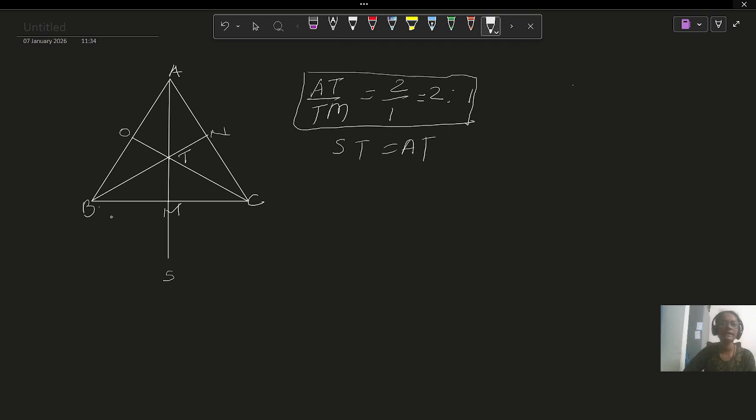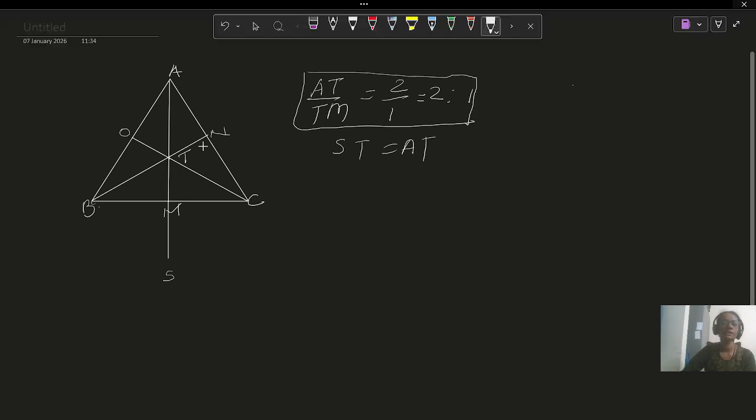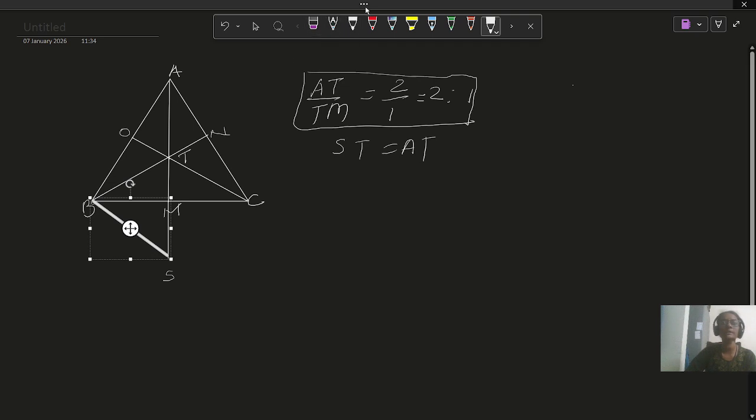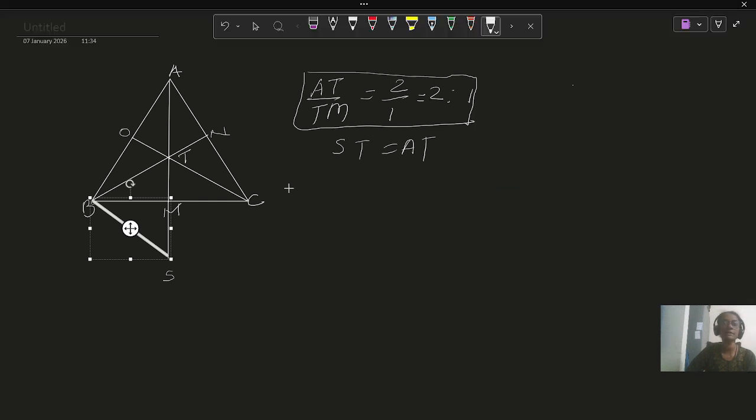We have drawn it like that, that ST is equal to AT, and we have joined the point B to S. We will join the point C to S also, right? We are proving this relation, and for this we have done some construction. And here we are getting a quadrilateral formation.